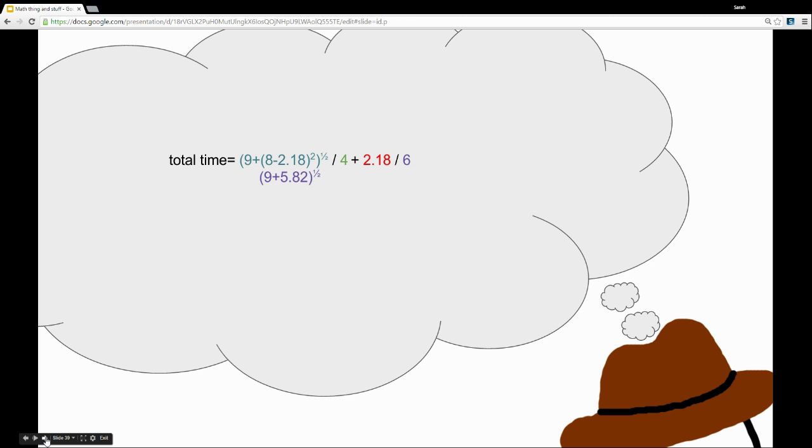So you do 8 minus 2.18 is 5.28, plus 9, to the 1/2 is 3.84, and divide by 4 gets you 0.96. And you would do plus 2.18 divided by 6, which is 0.363. That would mean you would row 0.96 hours and run 0.363 hours.